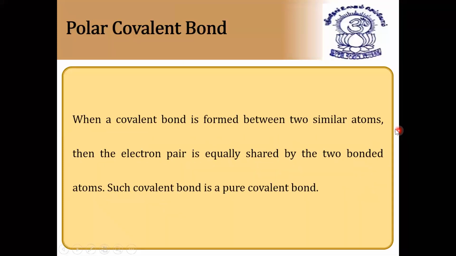Polar covalent bond. Very, very important. Simple it is. What is a polar covalent bond? When a covalent bond is formed between two similar atoms, the electron pair is equally shared by the two bonded atoms. Such a covalent bond is called a pure covalent bond.